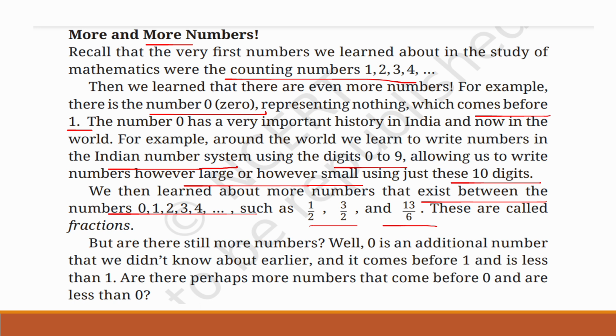But are there still more numbers? Well, 0 is an additional number that we didn't know about earlier, and it comes before 1 and is less than 1. Are there perhaps more numbers that come before 0 and are less than 0? We will see.